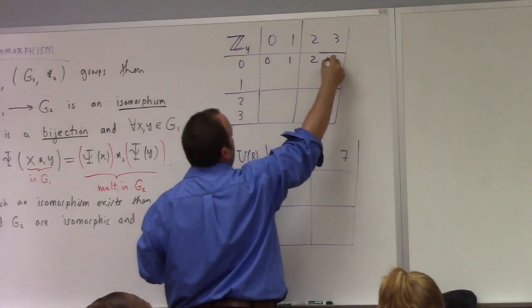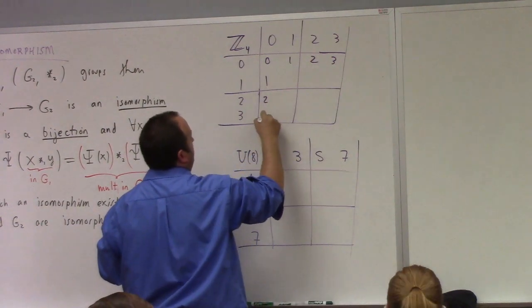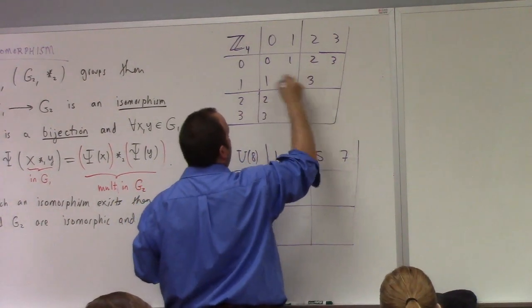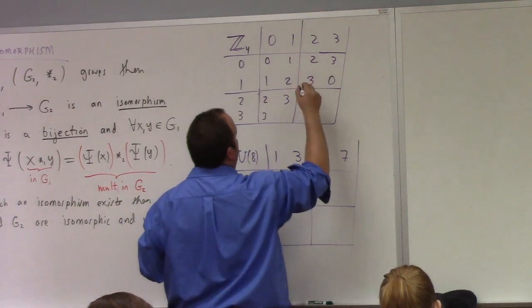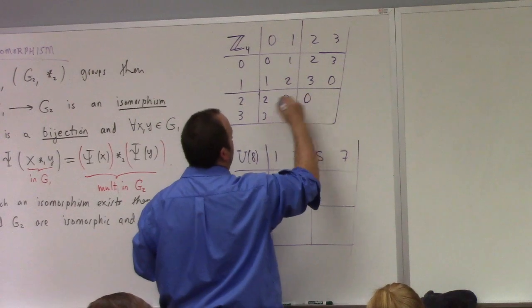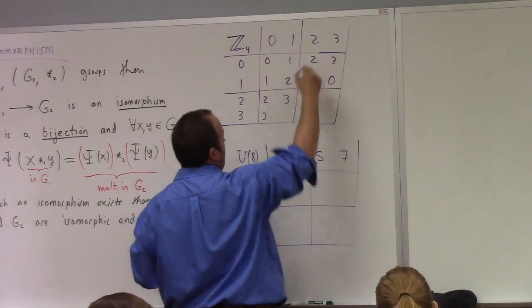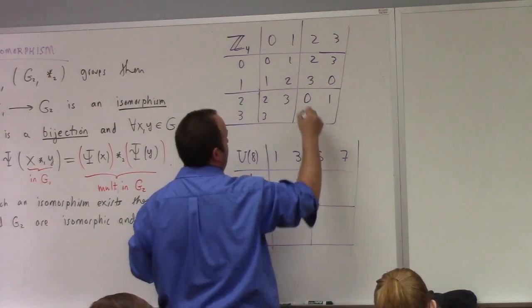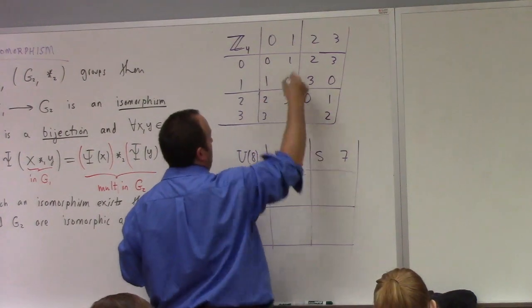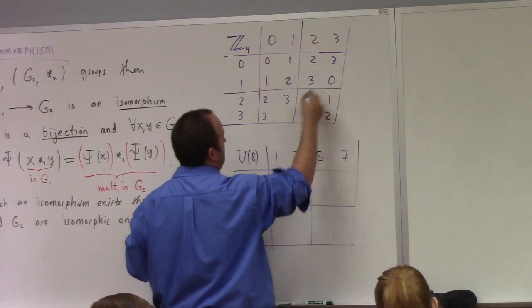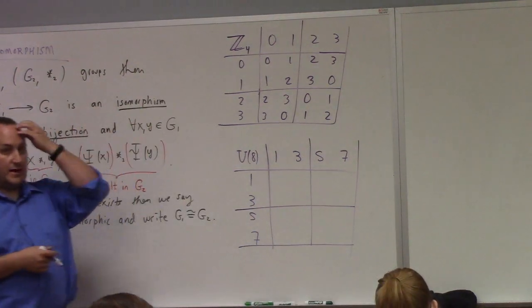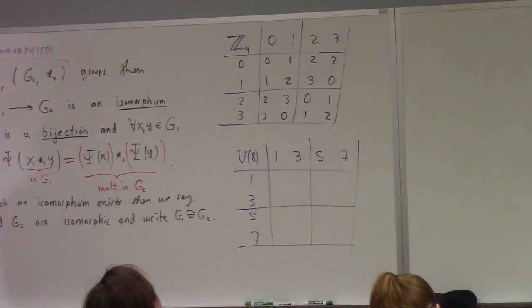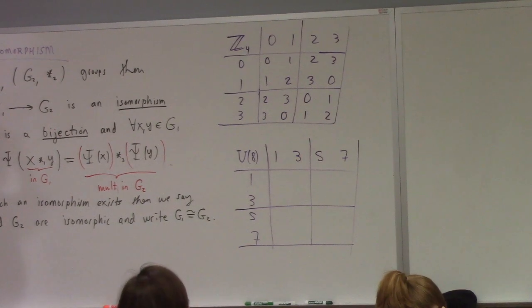0, 1, 2, 3. 1 plus 1 is 2, 1 plus 2 is 3, 3 plus 1 is 0, 1 plus 2 is 3, 3 plus 2 is 1. I mean, it's symmetric if you do it right, so 3 plus 3 is 6, which is 2. If I did it right, each row and column, ignoring the labels, should just have one copy of each group element, right?